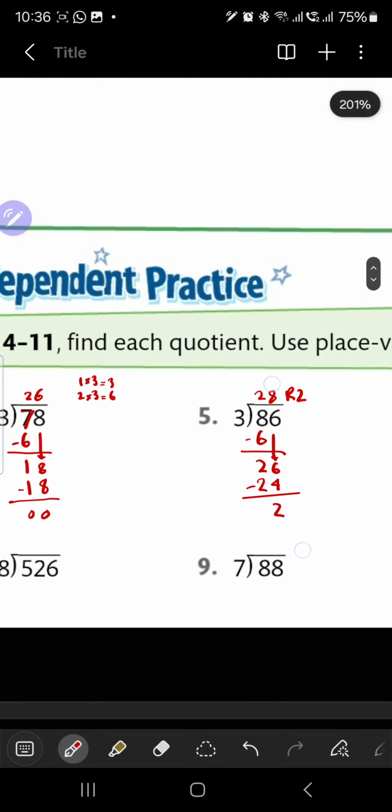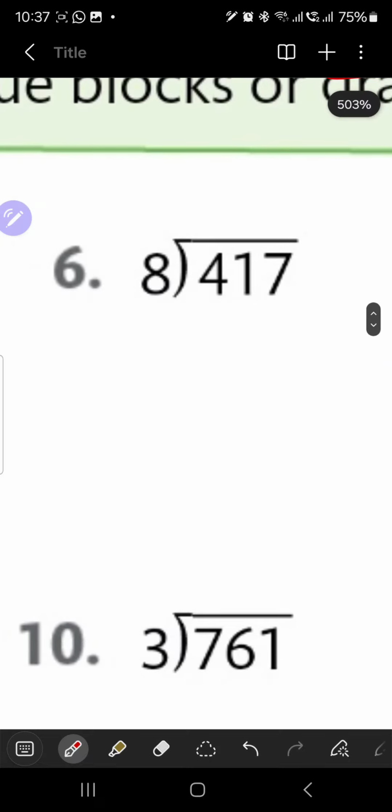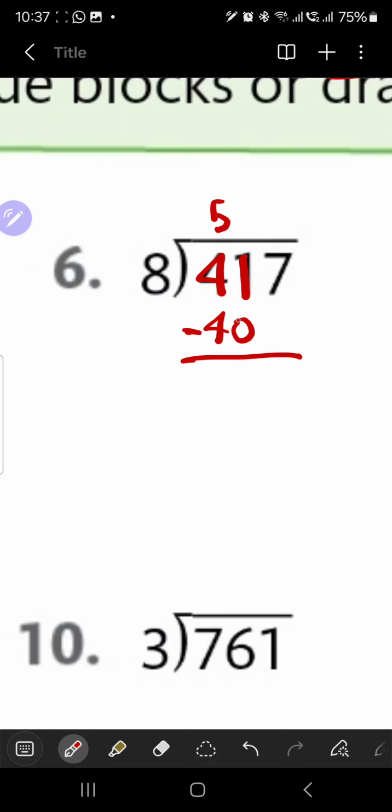Okay, let's do one more question. Start with the 4. I cannot because 4 is less than 8. Now I will take 2 digits instead, 41. I know that 5 times 8 equals 40. So put 5 up and 40 down, then subtract. Now the 1 is down and bring the 7 after it. Now we got 17 divided by 8.